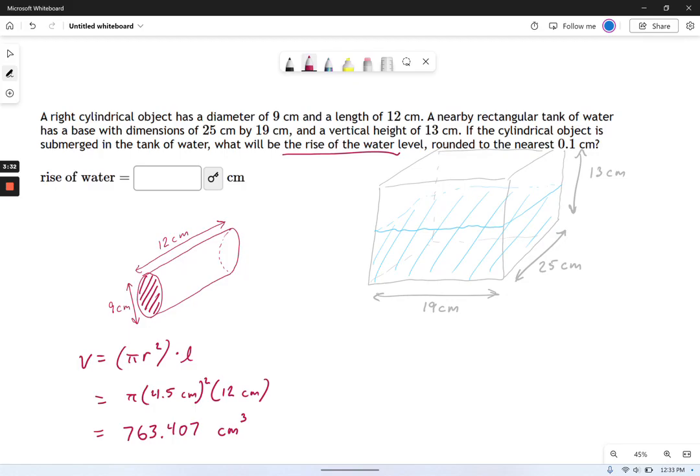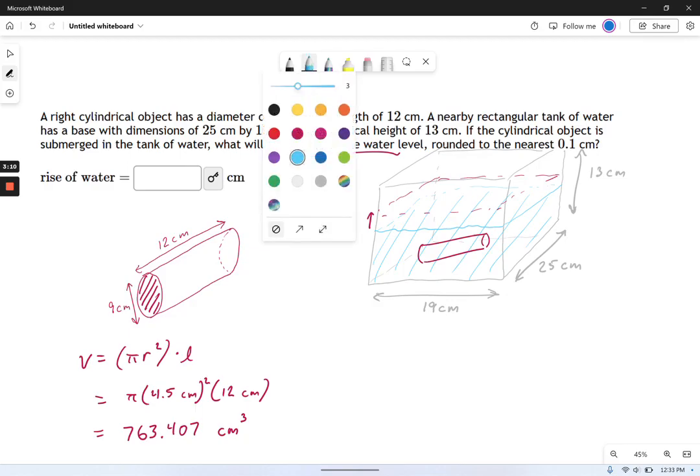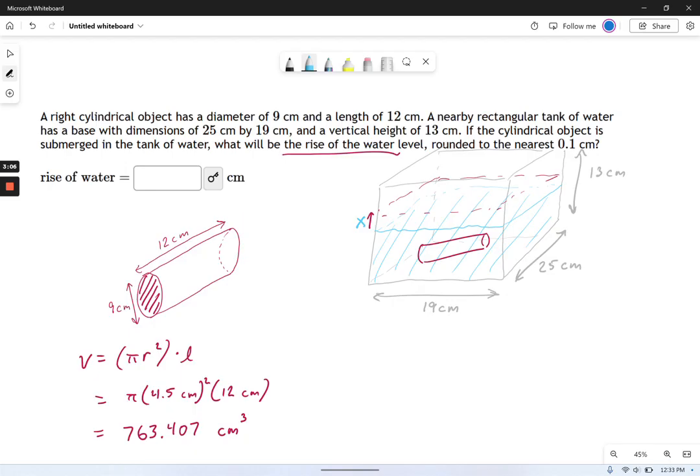Now when it gets dunked in this tank over here, and it's sitting inside the tank, that's going to make the water level increase. The amount of that water level increase is given by the volume of the object. So we just have to figure out, if the water level goes up by this little amount that I drew in the arrow, what height is that going to be? Well, you figure out the volume of the water in the tank. Let's call this height x.